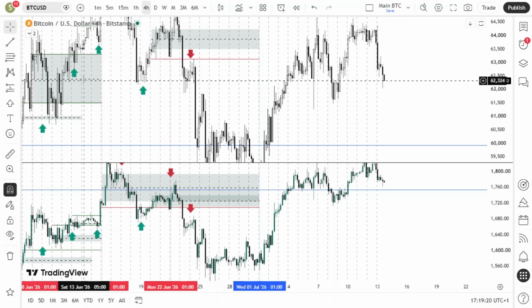The same way we refine our daily order blocks using our 4-hour time frame, it's the same way we refine our 4-hour order blocks using our H1 time frame. So what does this mean? This simply means that we look for H1 order blocks or 1 hour order blocks embedded inside of 4-hour order blocks.